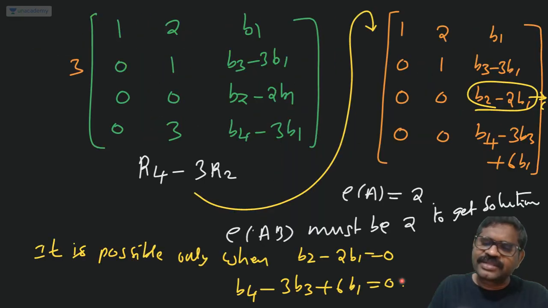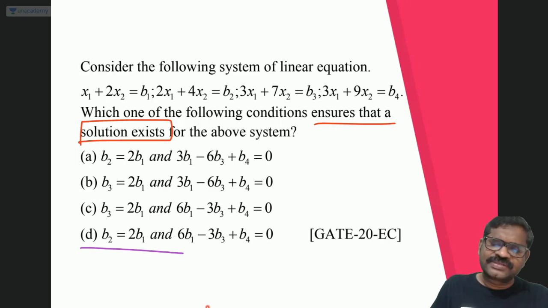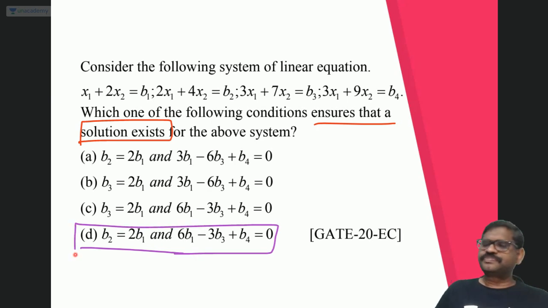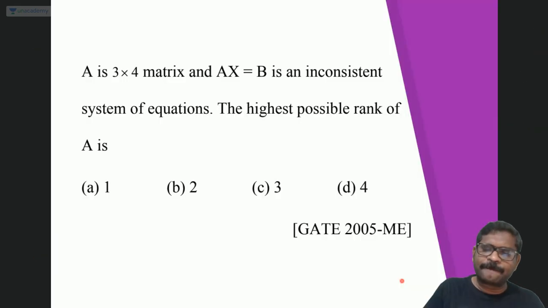1 minute. 3B3 plus B4. Last option. Correct. Understood? Next problem.